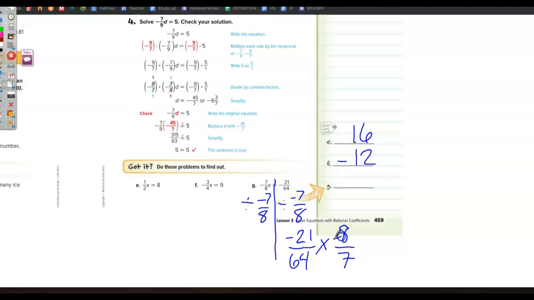Can I cross reduce anywhere? Yes. Where? 8 and 64. 8 and 8 is 1, and 64 becomes 8. And 21 and 7. Negative 21 becomes a negative 3. 7 becomes a 1. So negative 3 times negative 1 is, negative times a negative is a positive. So 3 times 1 is 3, over what? 8. So your answer is just 3/8.